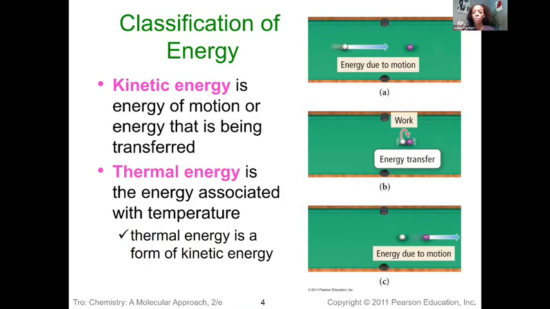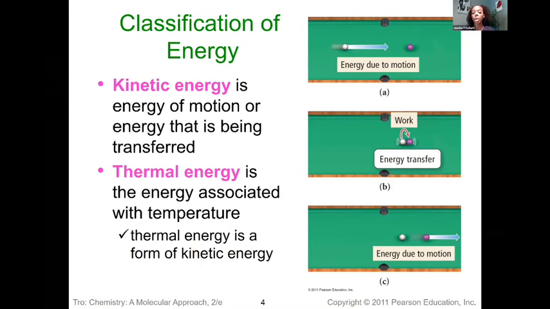There are a few basic classifications or basic vocabulary that we want to ground ourselves with. We can take energy and further divide that into the type of energy. One type of energy that we learned back in chapter 1 is kinetic energy. Remember, kinetic energy is the energy of motion, or it's energy that's being transferred from one object to another. A good example of this in the chemistry realm is thermal energy, which is the energy associated with temperature.